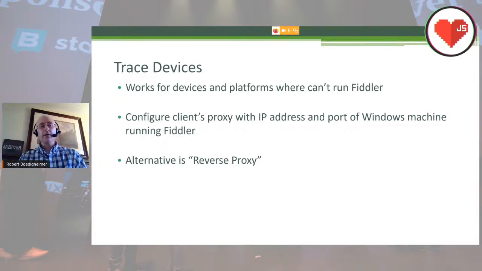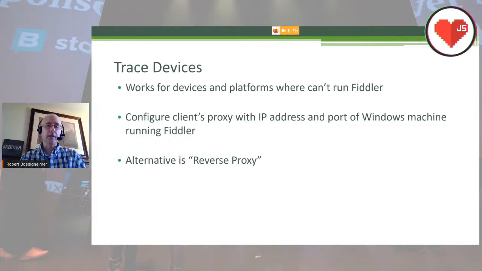So Fiddler today is running on Windows machines. I've got an e-commerce site. We're responsive, so I need to be able to support phones, tablets, everything. Well, I've got an iPhone, and suddenly my site doesn't work. I have an issue. How am I going to troubleshoot that?